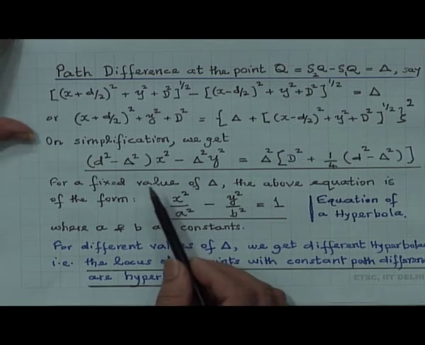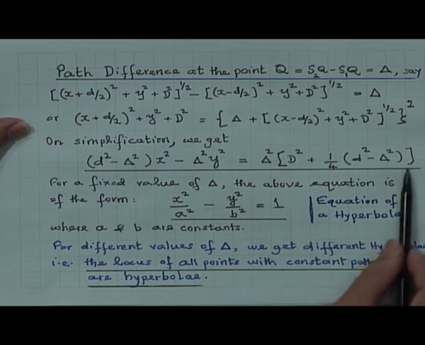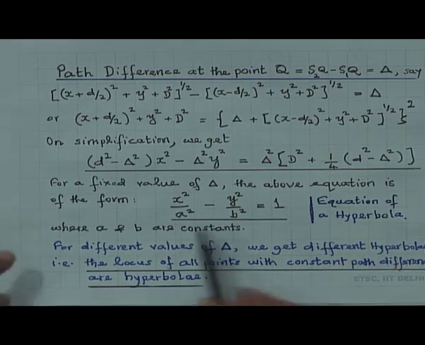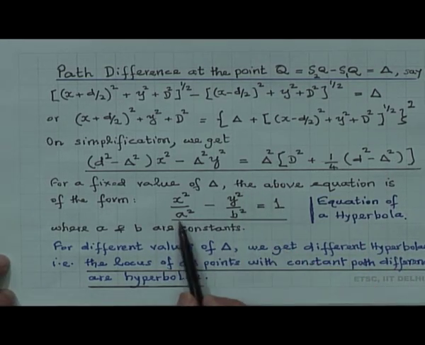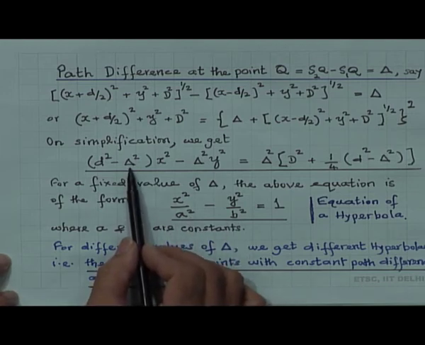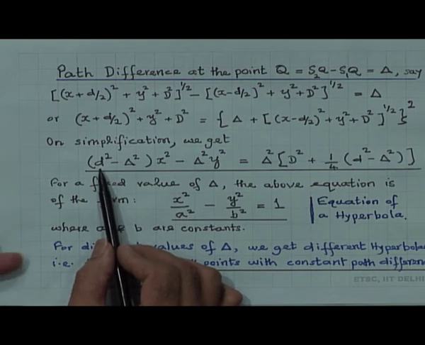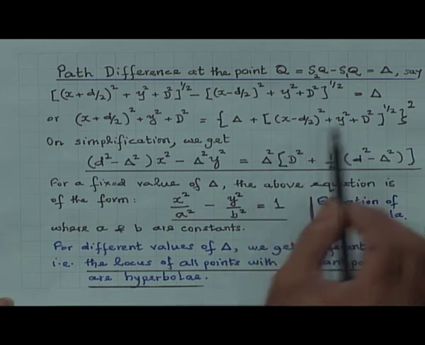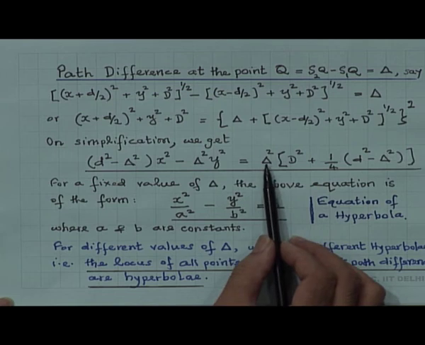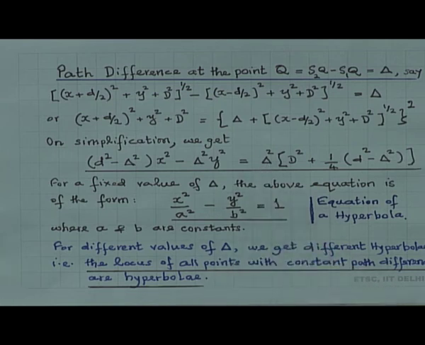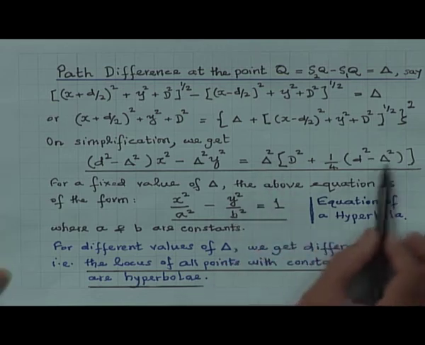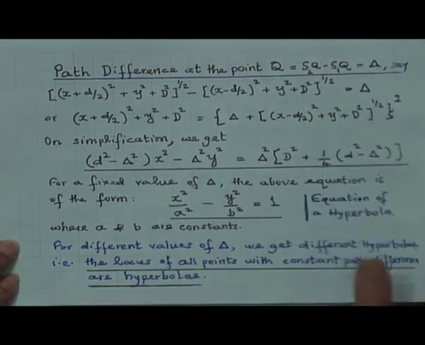So, let me explain this. This is the equation of a hyperbola for a given value of delta, because it is of this form. A and B are fixed constants for a fixed value of delta, because D is fixed for the given experimental setup, capital D, the separation, is also fixed. It is only delta which will vary from point to point as we change the point Q. But for a fixed value of delta, if we assume delta is equal to lambda, for example, then this is a fixed constant and we have a particular hyperbola.